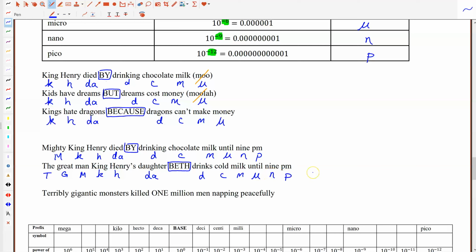And then nano, pico. And sometimes in certain fields, like for instance in the medical fields, they just really need to know what those special prefixes are every time they jump a power of 3 and that new special prefix is introduced. So one of the ways I've seen to remember that one is terribly gigantic monsters killed 1 million men napping peacefully. Okay, so this one would be tera, or 10 to the 12th power. Gigantic would be giga, or 10 to the 9th power. Monsters for mega, M, which would be 10 to the 3rd power. Oh, sorry about that. It's 10 to the 6th power, because K is kilo, and that's your 10 to the 3rd power.